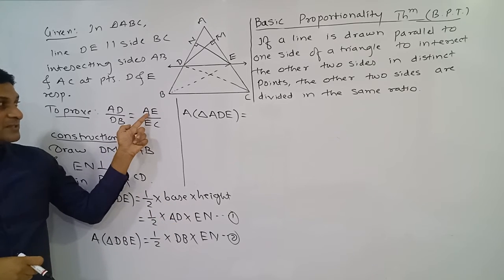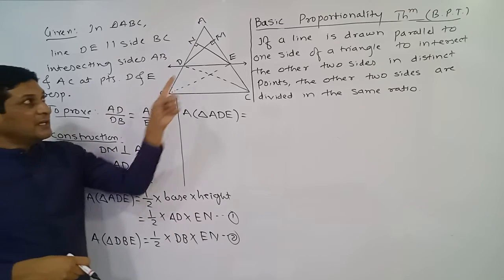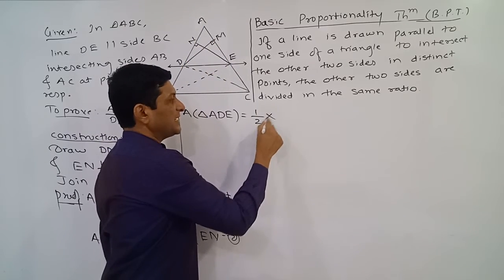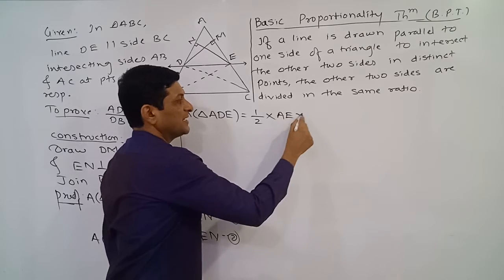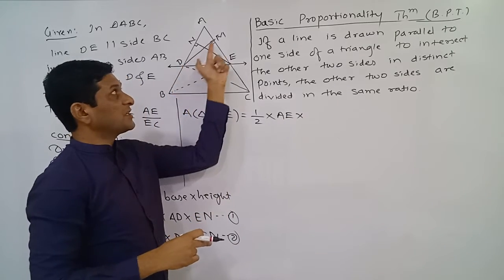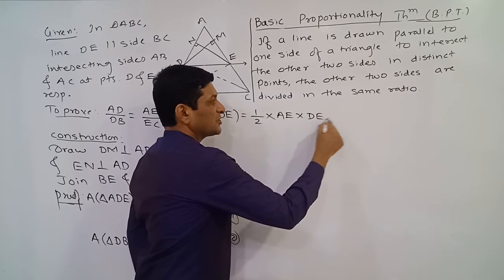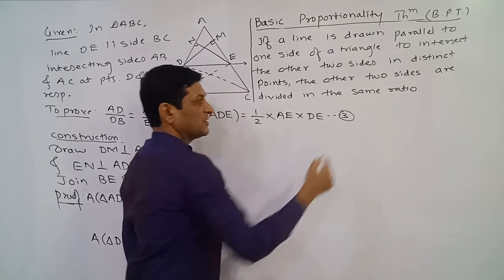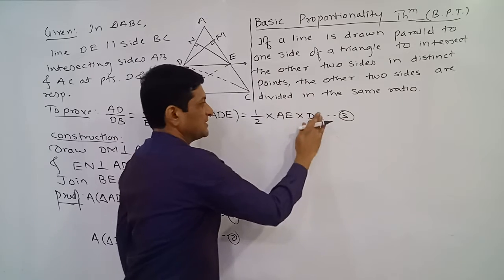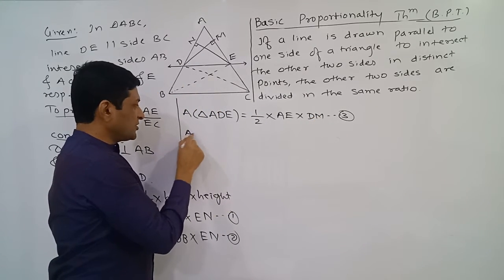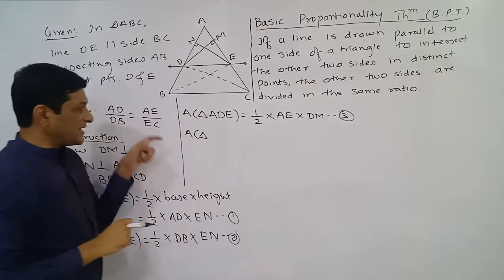But here now we are considering our base as AE. If we are considering base as AE, so here we will get half into base. If we are considering AE as base, then what will be your height? Its corresponding height is DM. So into DM. Let us denote this equation by equation number 3.